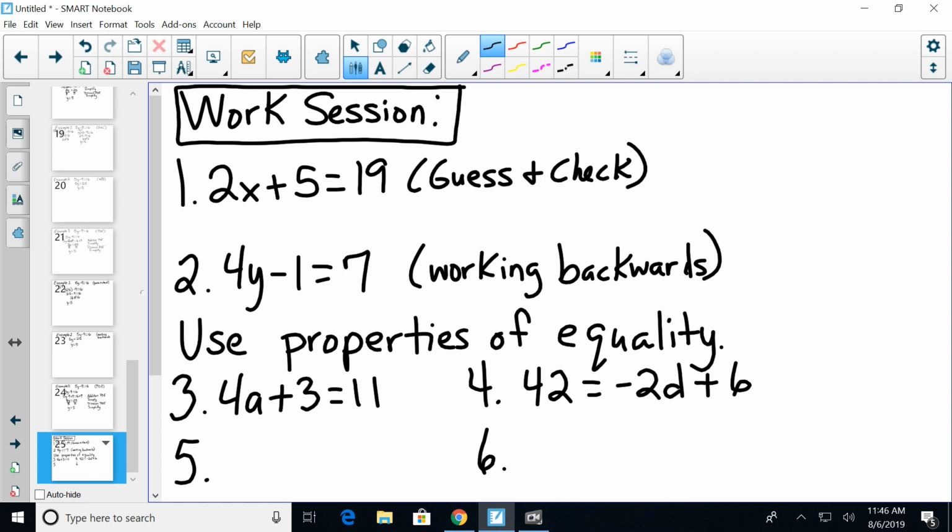So for number 1, you're going to keep working as you go. Don't forget to write the work session. For number 1, you must solve it by guess and check. No options. For number 2, you must solve by working backwards. For 3 through 6, you must use properties of equality and you must give me the justification statements, just like we did in example 3.